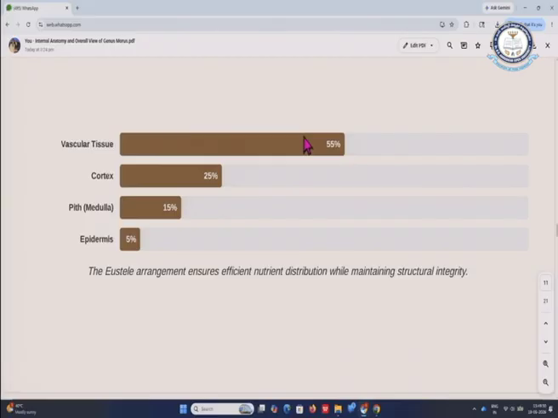Next we have the stem composition. If you see the percentages of the stem composition, the vascular tissue covers 55%. The cortex holds 25% of the composition, and the pith, the central part or the medulla, consists of 15%, and the epidermis is 5%.